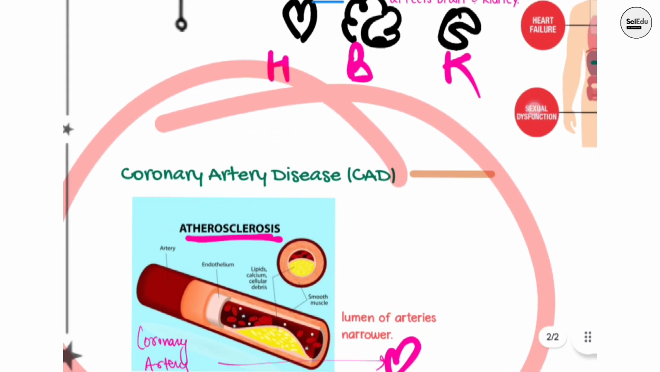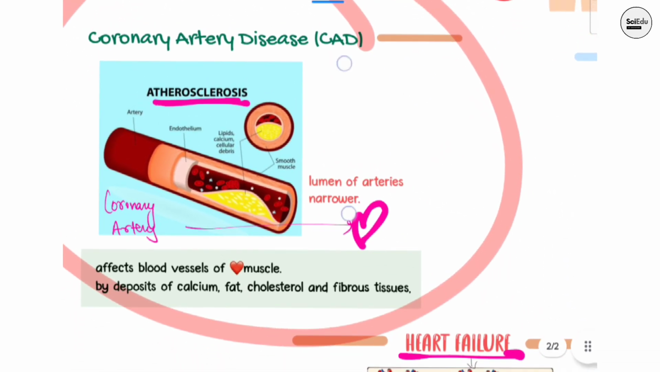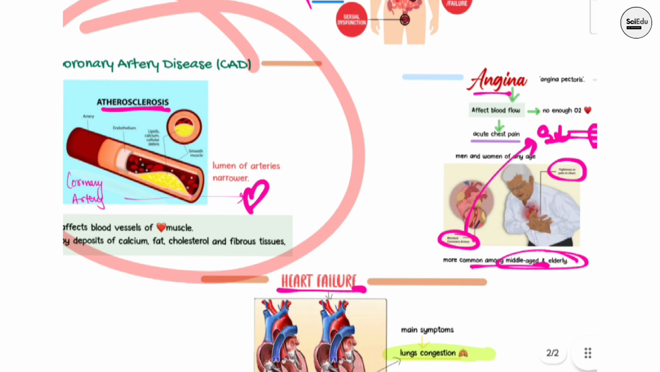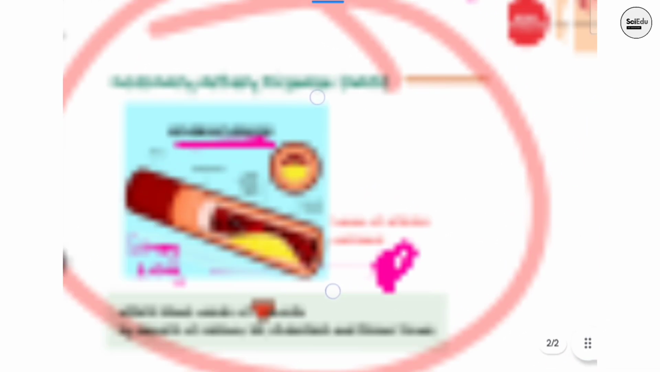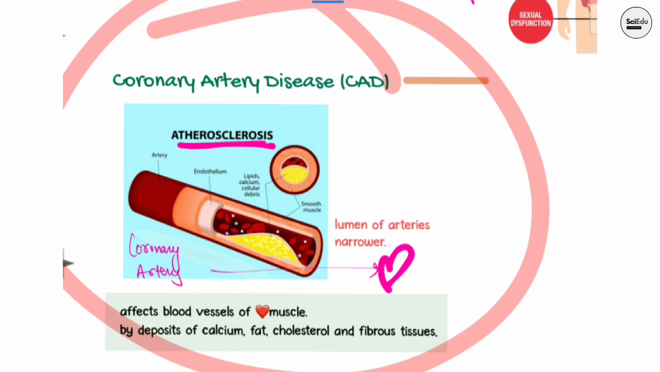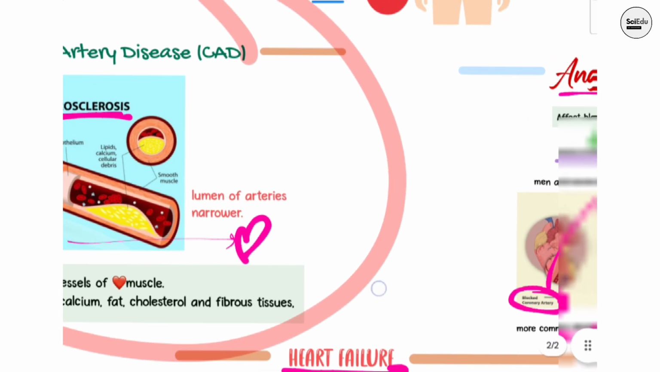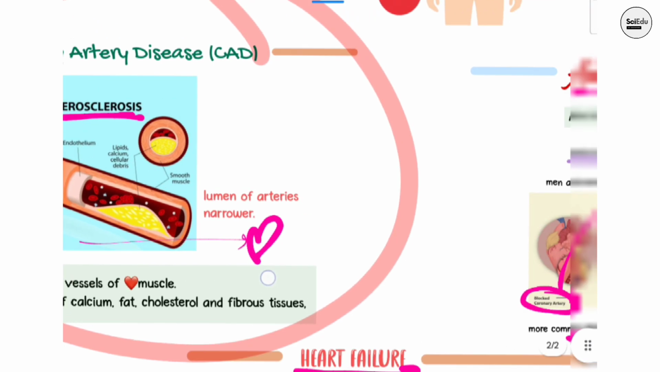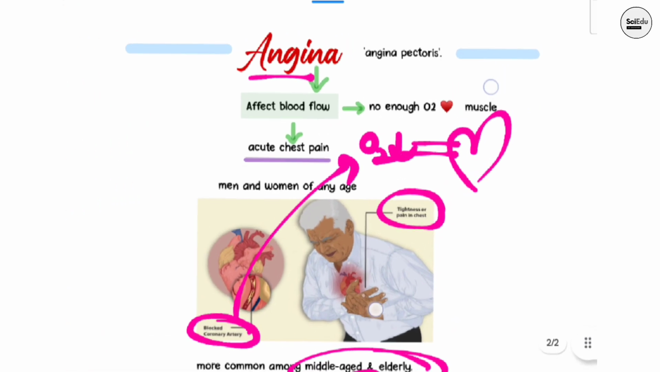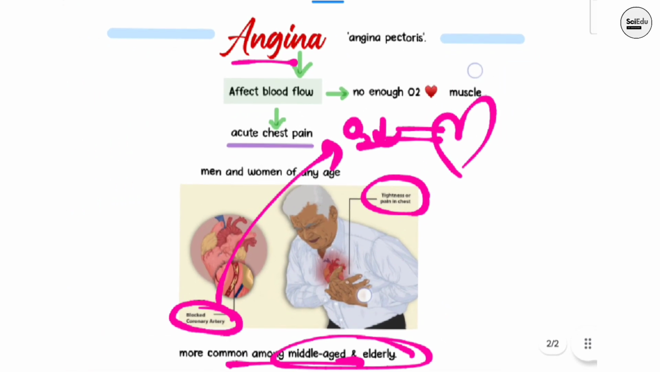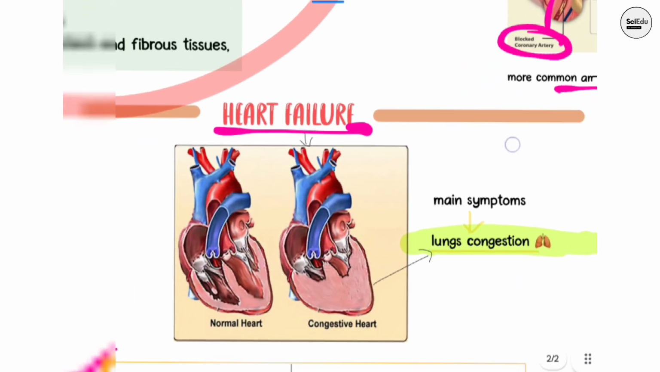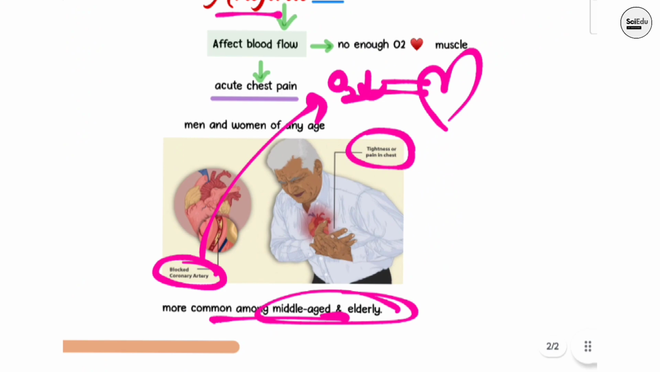Coronary artery disease, CAD, often referred to as atherosclerosis, affects the vessels that supply blood to the heart muscle. It is caused by deposits of calcium, fat, cholesterol, and fibrous tissues, which make the lumen of arteries narrower. Angina. It is also called angina pectoris. A symptom of acute chest pain appears when not enough oxygen is reaching the heart muscle. Angina can occur in men and women of any age, but it is more common among the middle-aged and elderly. It occurs due to conditions that affect the blood flow.